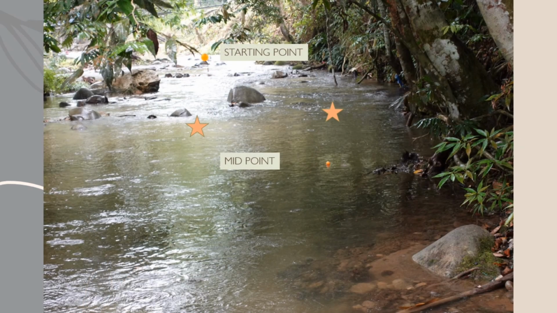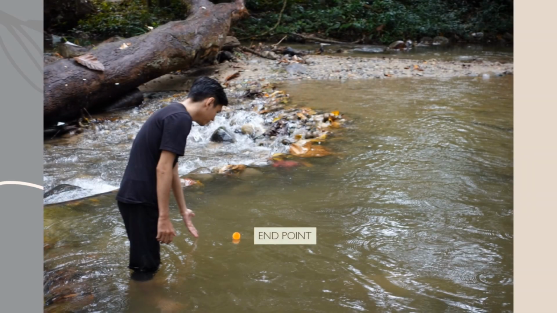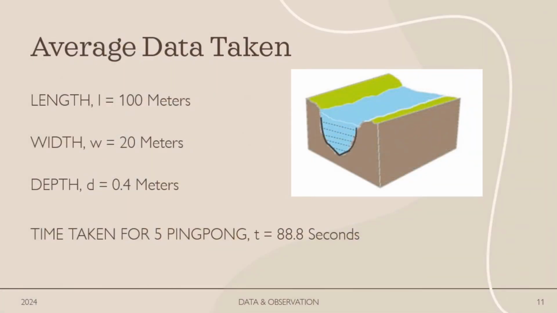Based on this image, we know that from the starting point until the midpoint, the ping pong balls flow in 2 paths, which are the 2 stars that we show in this image. However, even though it gives 2 different paths in the middle, it still ends in the same path at the end point. It does not go into the left side, and it only goes to the right side, as shown in the image. This is the average data that we have taken from all the measurements: length, width, depth, and time.